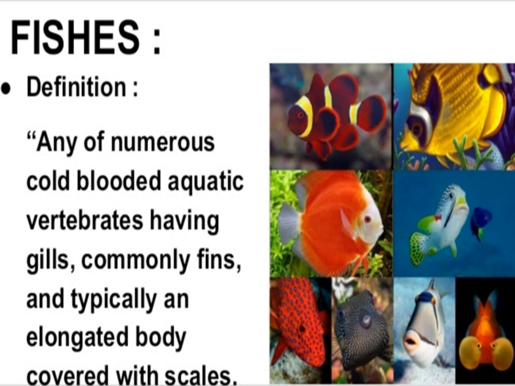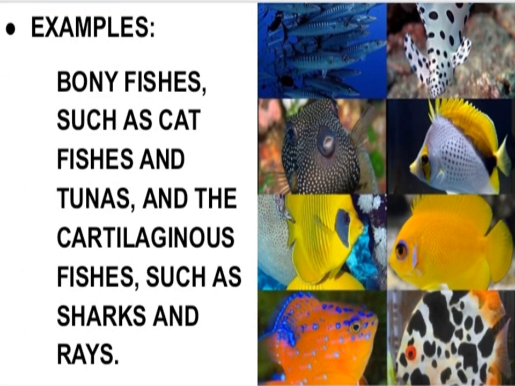Any of numerous cold-blooded aquatic vertebrates having gills, commonly fins, and typically an elongated body covered with scales, these are also known as fishes. So the examples of fishes are bony fishes such as catfishes and tunas, and the cartilaginous fishes such as sharks and rays.